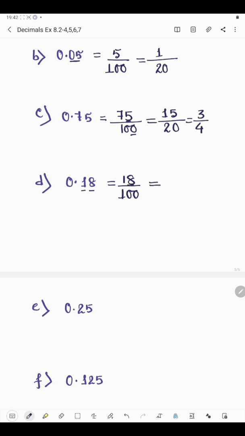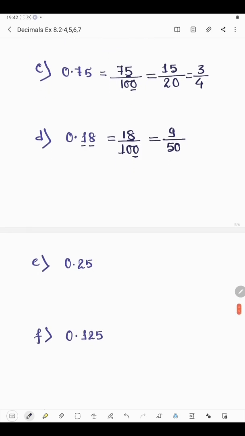Now here 8 is an even number and 0 is also an even number. So both numbers come in 2's table. So 2 9s are 18 and 2 5s are 10 and 1 0. Okay, so 9 by 50 will be the lowest form, as 9 is divisible by 3 and 9 only, and 50 is divisible by the even number, so it cannot be divisible by the same number. So 9 by 50 is only the lowest form.